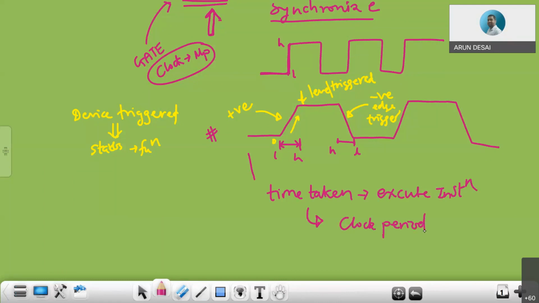Or clock time period, you can say, right? So how many clock time periods are required for the execution of that instruction is given by this clock as well, right? So it basically depends on T states. How many T states are required to execute that instruction, right? This is also important in case of your exams, right?